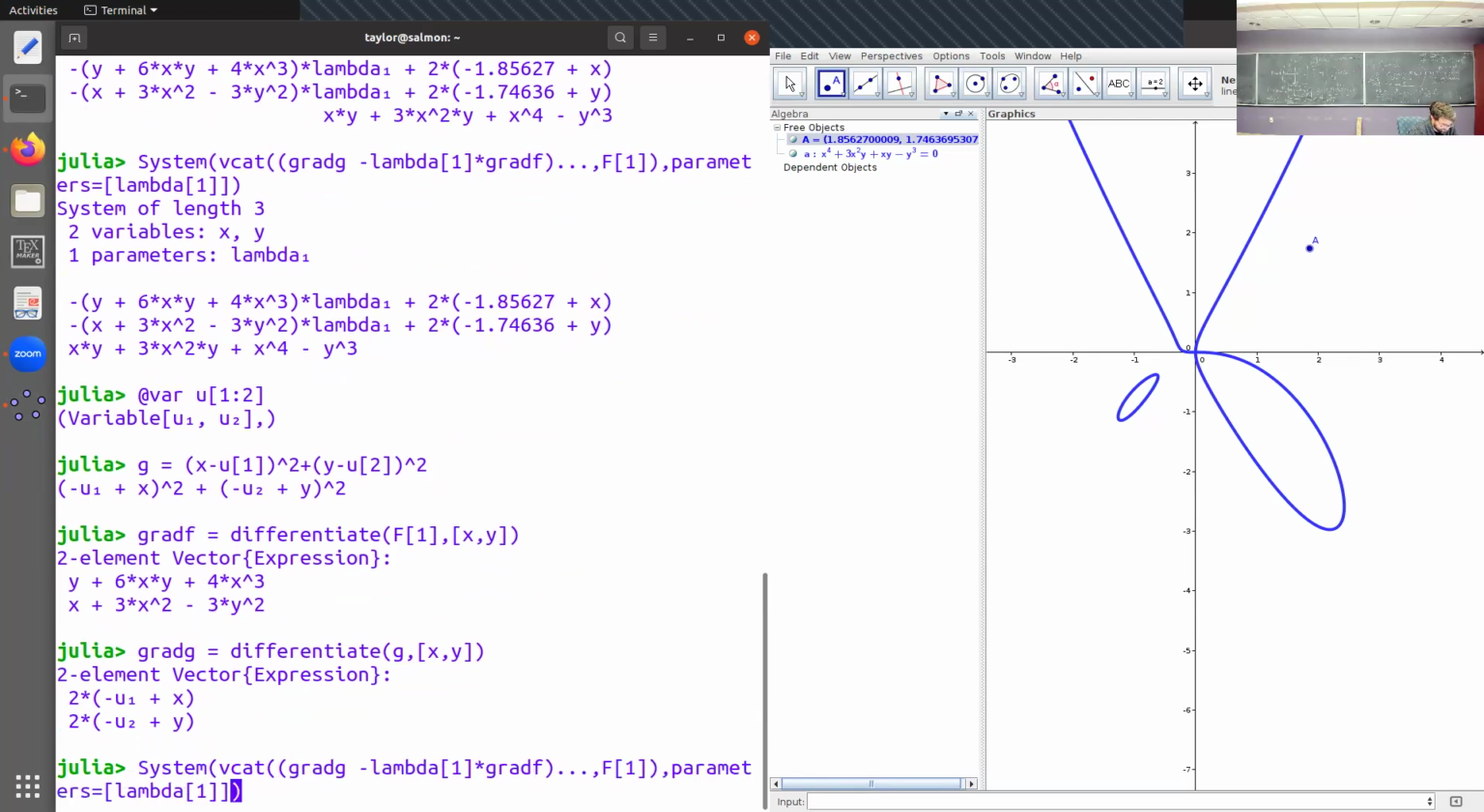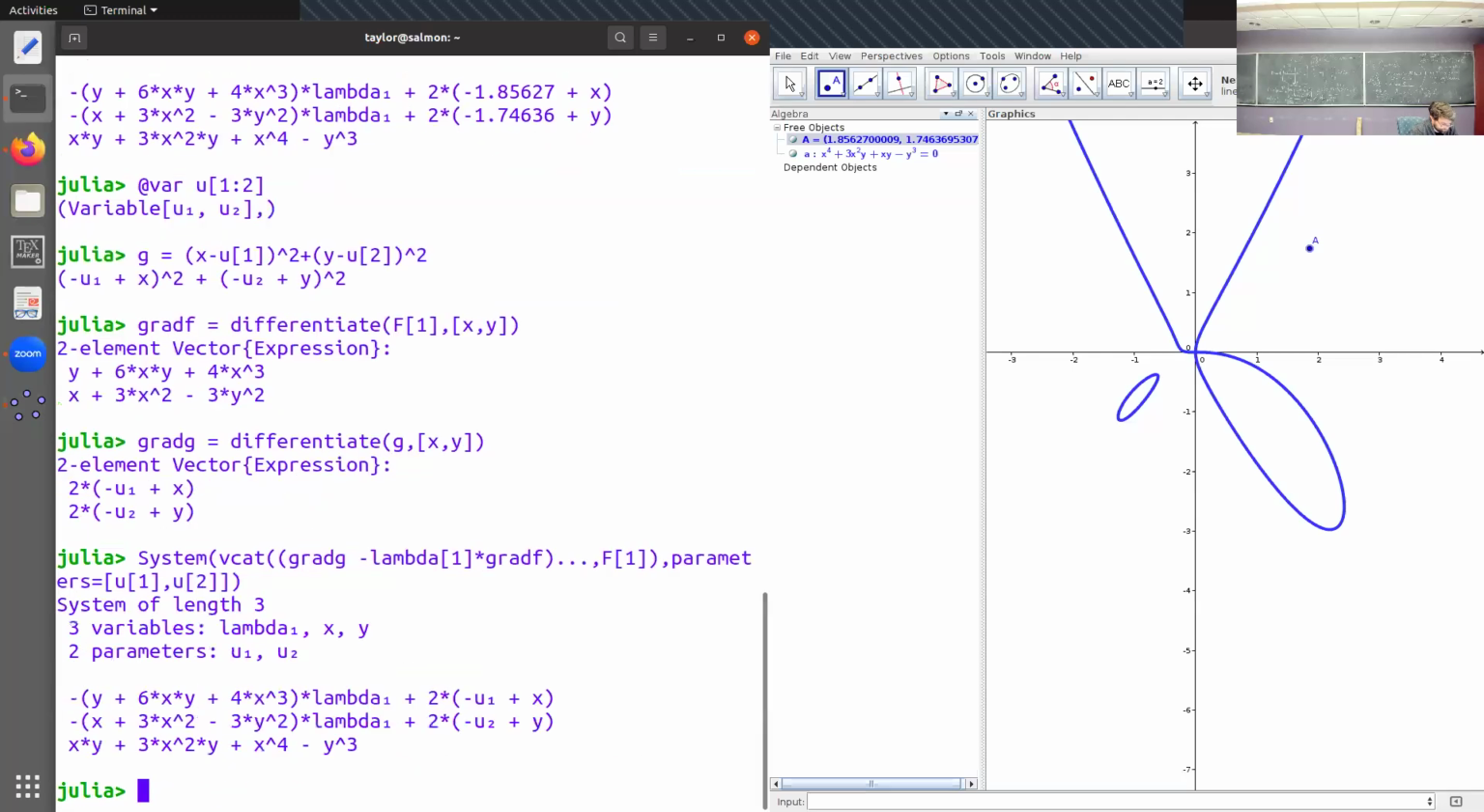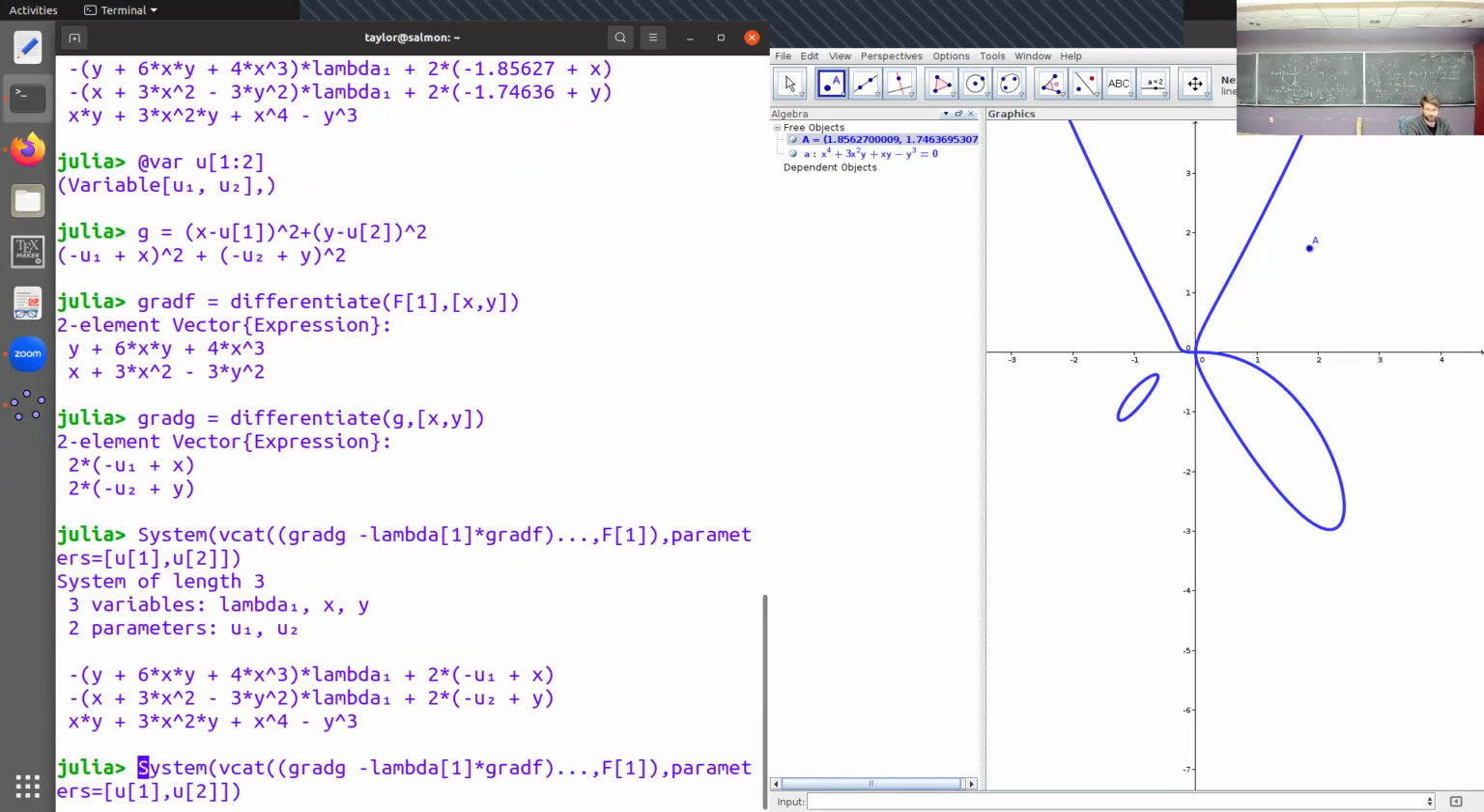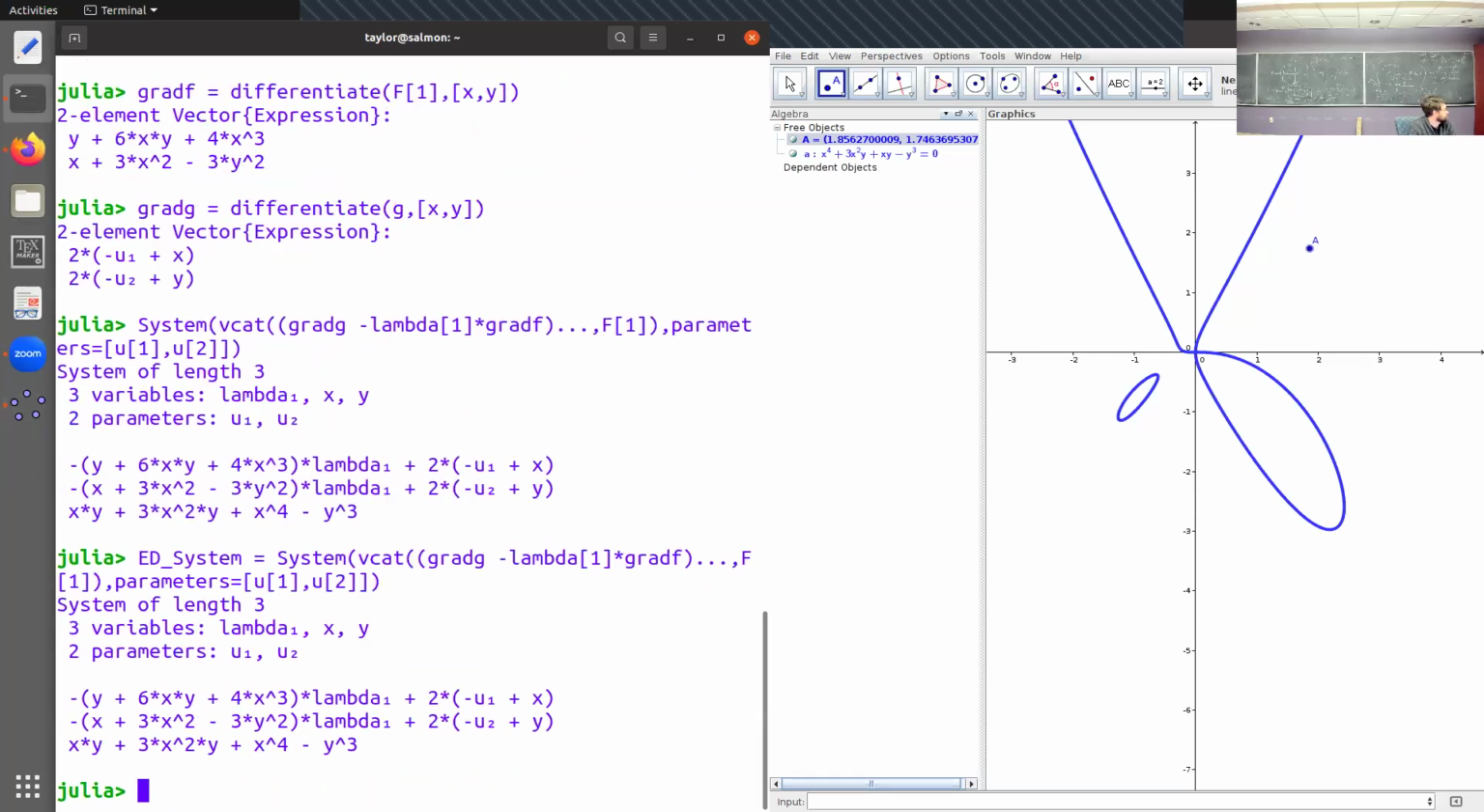And now we need this system, but the parameters aren't lambda. Lambda was one of our variables, silly Taylor. Our parameters are U1 and U2. 3 equations, 3 variables, 2 parameters. That's our Euclidean distance system. And we can solve the Euclidean distance system for target parameters. Just random.